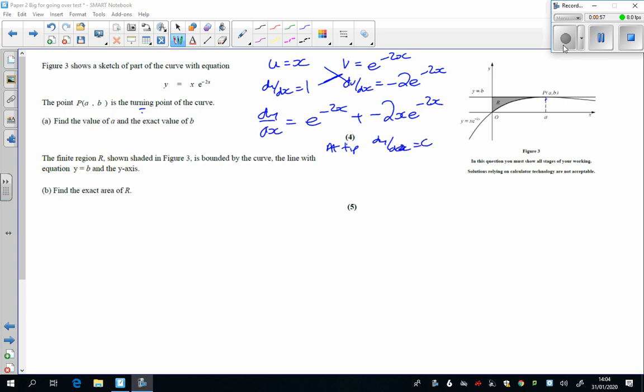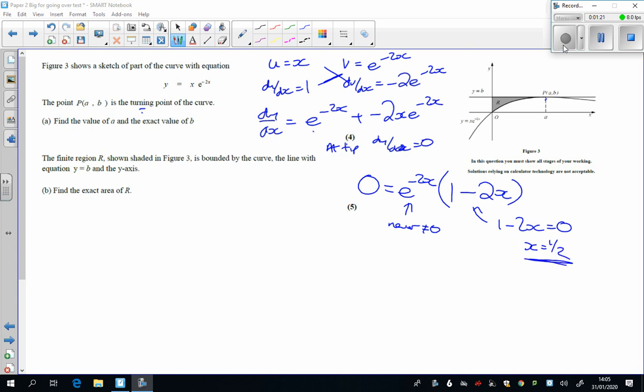Sorry, scribble there. So what have I got? I've got 0 equals, and I'm going to take out the factor of e to the minus 2x out of this, because there's one of them there, and there's minus 2x's of them there. Clearly, this is never equal 0, because an e to the x would never would. And so we got 1 minus 2x equals 0. So x is equal to a half. X is equal to a half is the x value there.